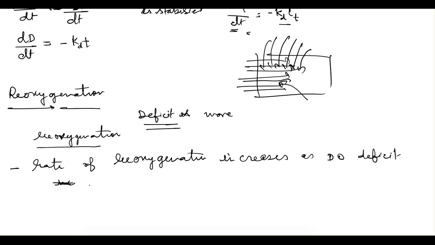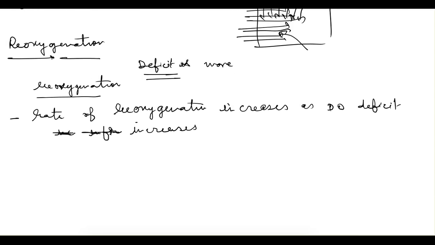That is, if the deficit is more, then the rate of reoxygenation will also be more. That is, let's say the rate of reoxygenation we are saying is dr by dt, then it is proportional to the deficit. That's what we are saying, dr by dt.